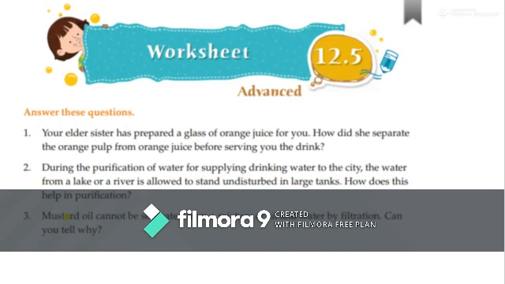Next is the advanced level I am discussing with you. Your elder sister has prepared a glass of orange juice for you. How did she separate the orange pulp from the orange juice before serving you the drink? Say you have an elder sister who made orange juice for you. Wow, in this lockdown, if someone serves juice, that is very nice. She prepares the orange juice for you and needs to separate the orange pulp from the orange juice. There will be juice, and inside it there can also be pulp, right.